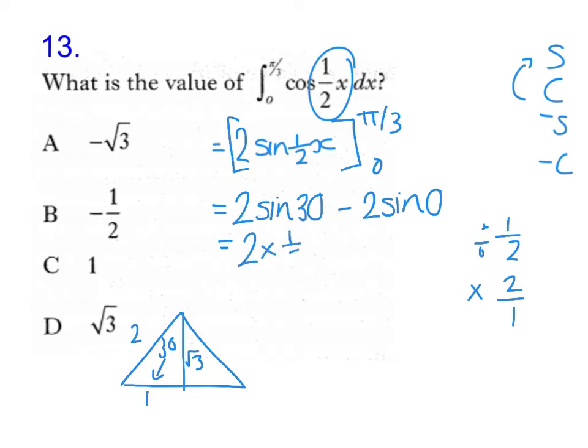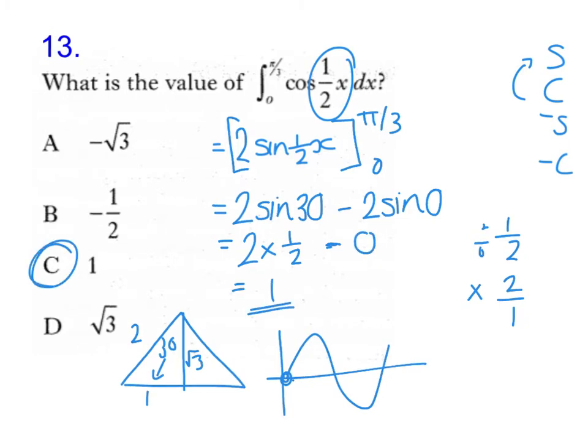So you've got 2 times a half. Sine of 0 comes from your sine graph. Sine of 0 is just 0. So you've got 2 times a half, which is just 1 for your final answer, which is C.